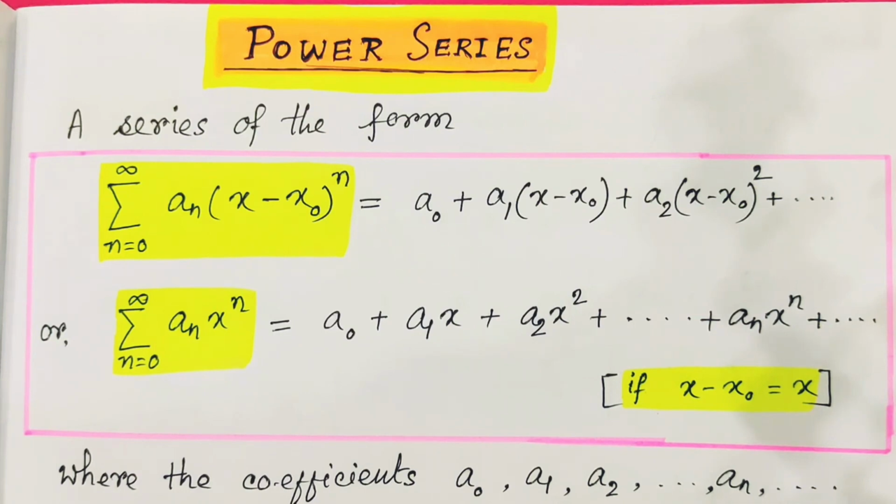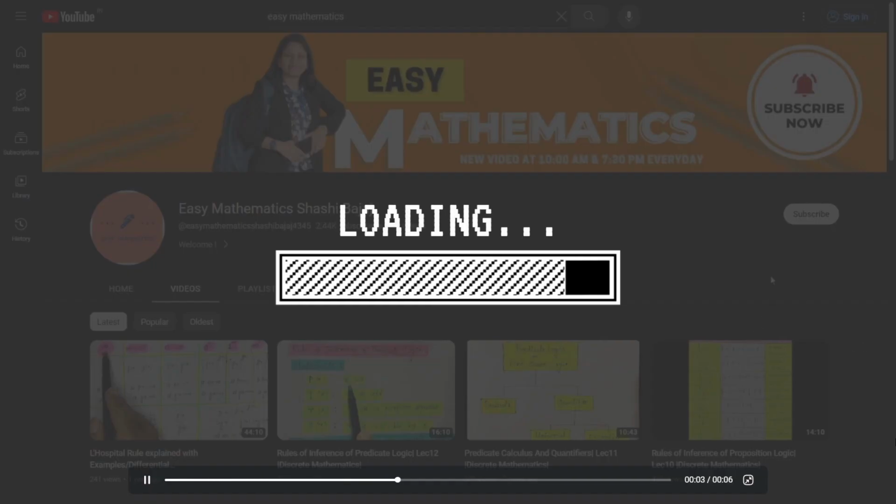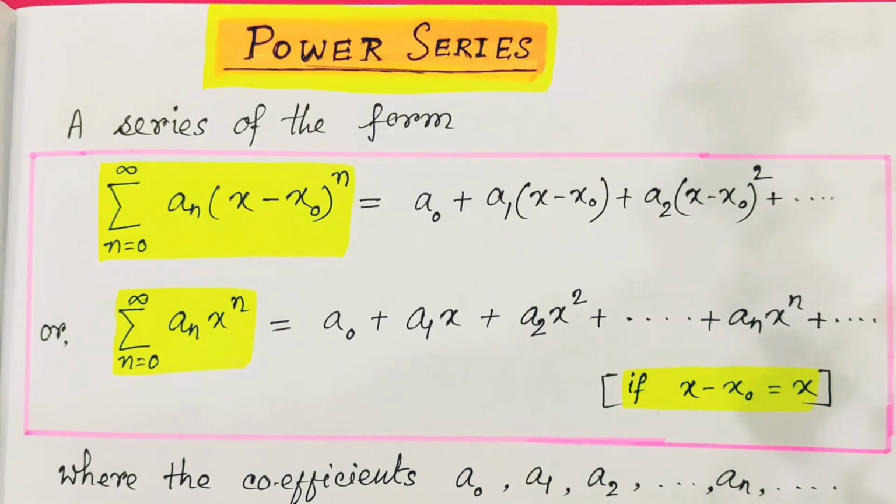So first of all, what is a power series? Before that, I hope all of you are comfortable with the geometric series. It is the continuation of that one. So now, what is the power series?